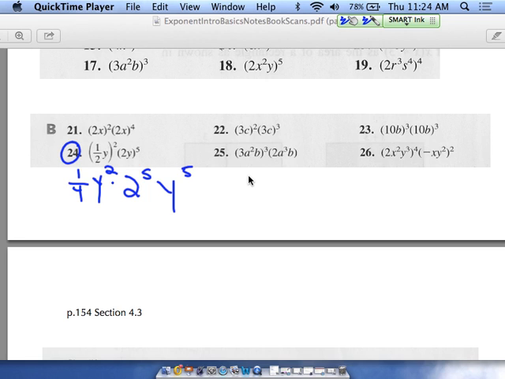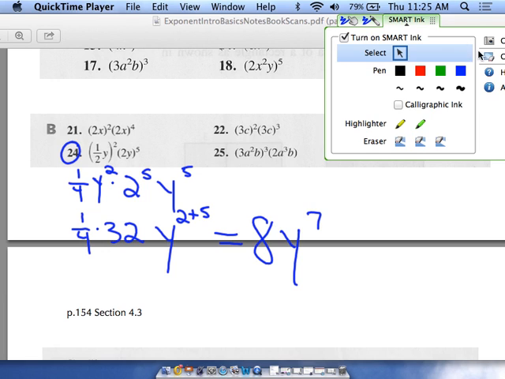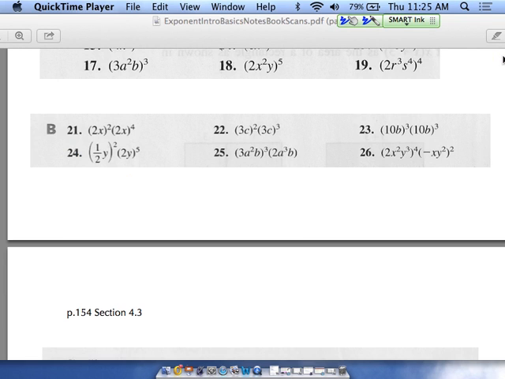2 to the 5th is 32. So I end up with 1/4 times 32. And then I have y squared plus y to the 5th, so things are all rolling together here. 32 divided by 4 is 8, so 8y to the 7th would be the simplified answer for number 24. Let's do one more on the notes, and then we'll look at some of the homework problems.